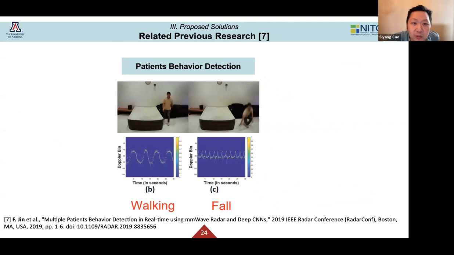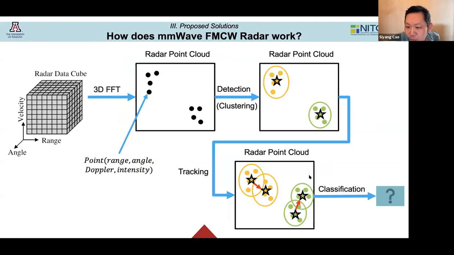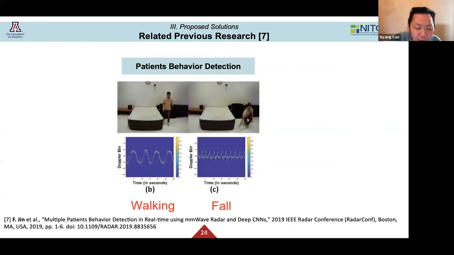Some of the past work we have done is trying to detect the behavior of a patient. Here we just used the Doppler information for this person, and we can find out whether he's walking or falling. Similarly, we can apply the Doppler information by building a neural network. With training, we can determine what the object is, whether it's a vehicle, a pedestrian, or a bicycle.